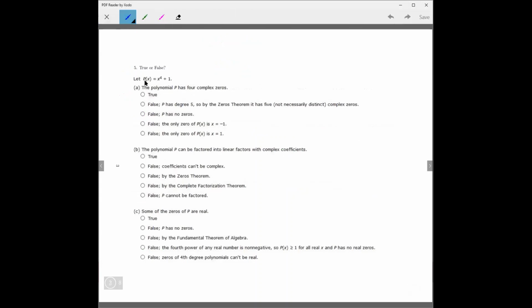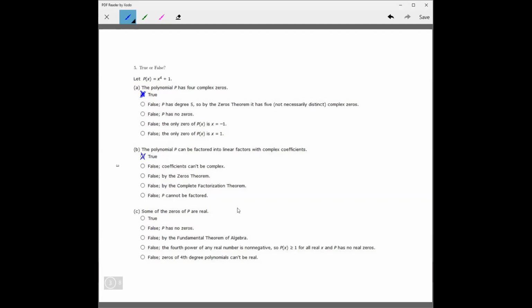True or false? Let p of x equal x to the 4th plus 1. Here, it's to the 4th power, right? Because it's degree 4, that means it's going to have 4 complex zeros, so that's true. And then part B, the polynomial p can be factored into linear factors with complex coefficients. Yeah, that's true.